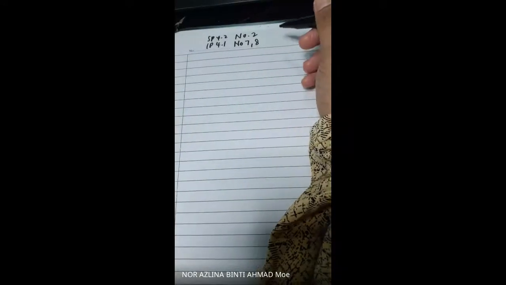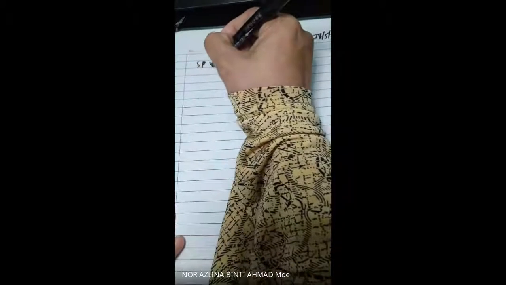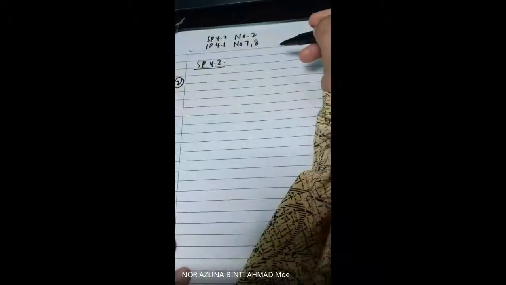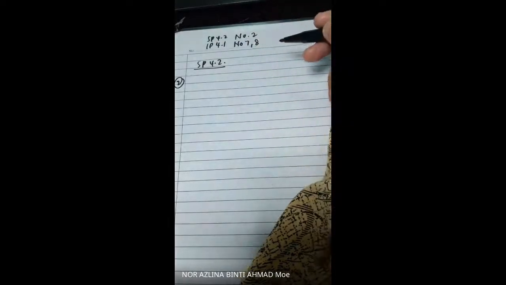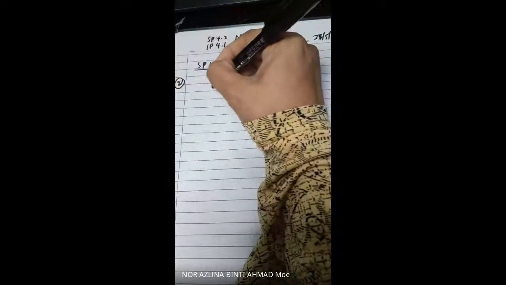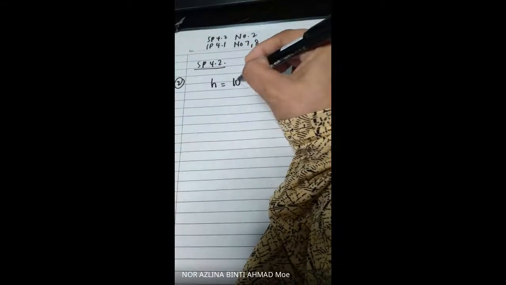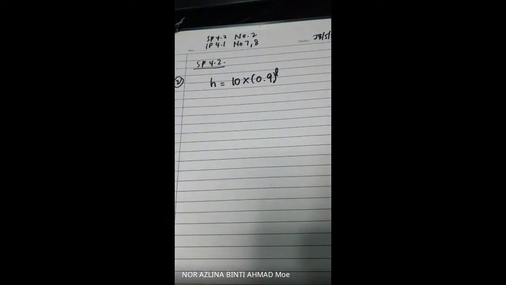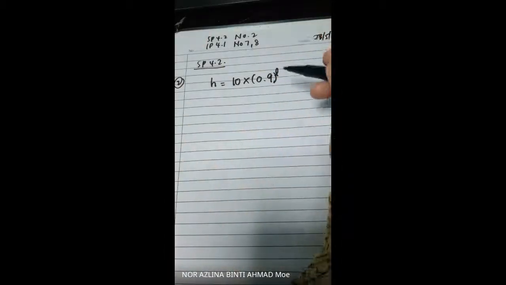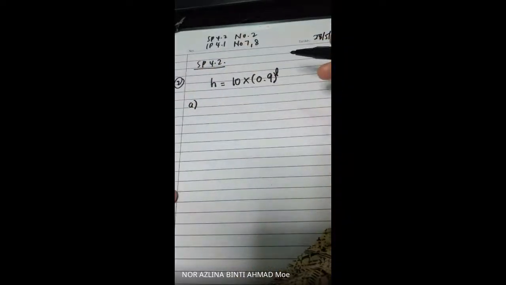Okay, self-practice 4.2. Discussion of self-practice 4.2, number 2. A ball was released at a height of H cm from the surface. The ball will bounce 90% of its initial height after the ball hits the surface of the earth. The height of the ball is given by the function h equal to 10 multiply 0.9 to the power of L, and L is the number of bounces. Okay, determine the height of the ball in cm when the ball was released.